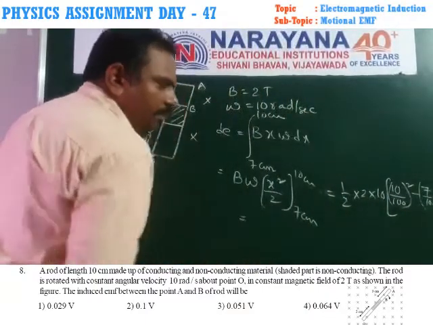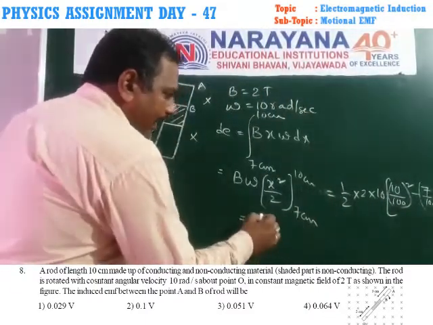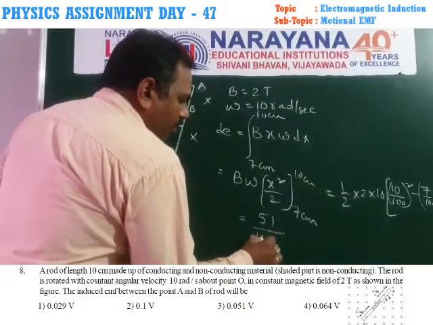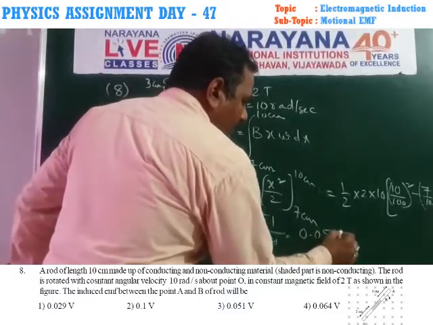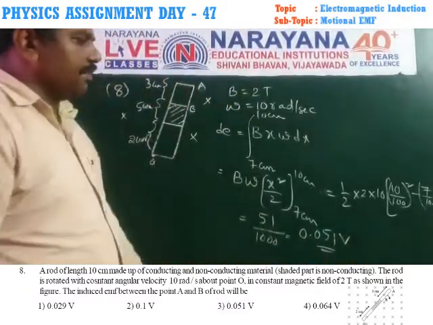So in total, how much value do we get? On calculating it, 51 by 1000 we get here, 0.051. So the potential is obtained.